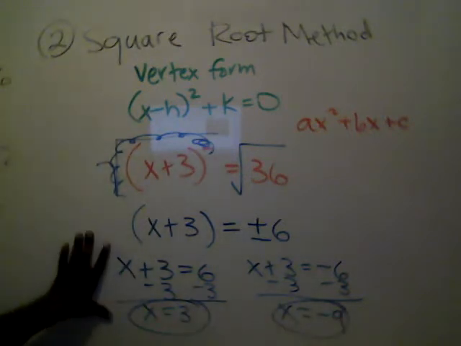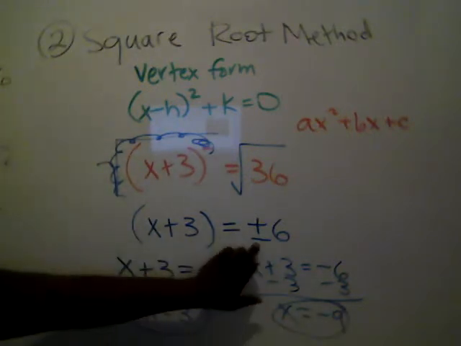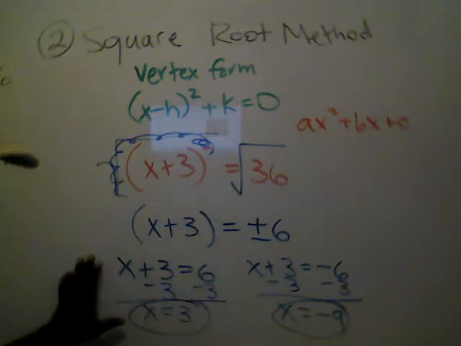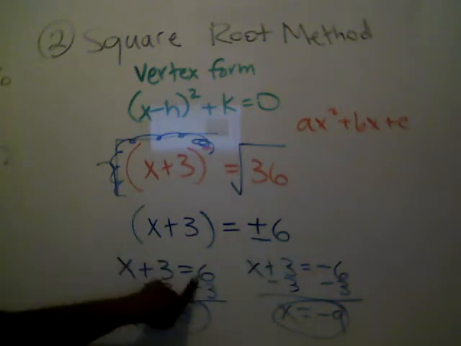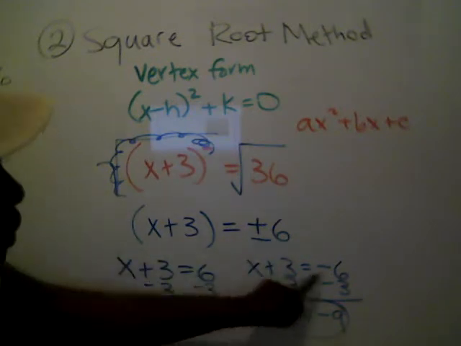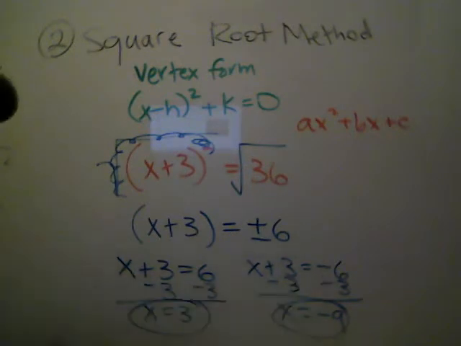So one thing to notice with the square root method, you don't have to have this equal 0. We're not using the zero product property. That was something for factoring. But once we find the number on the right, we just set up one equation equaling the positive version of that number and one equation equaling the negative version of that number. And then we just solve from there. So we get x equals 3 and x equals negative 9.